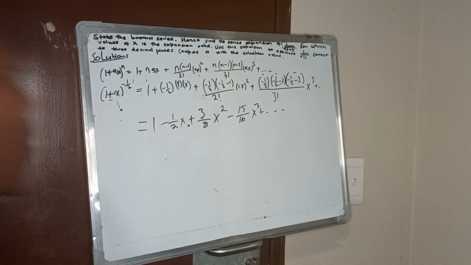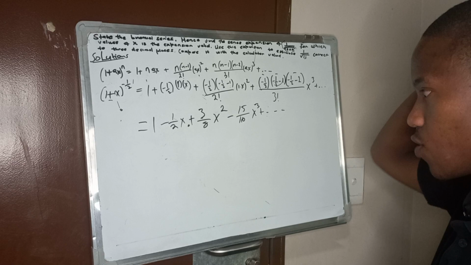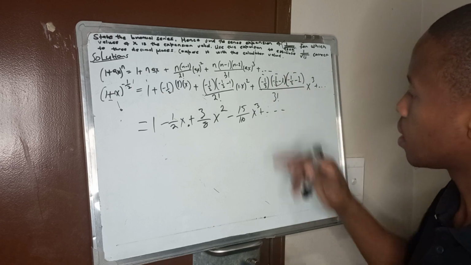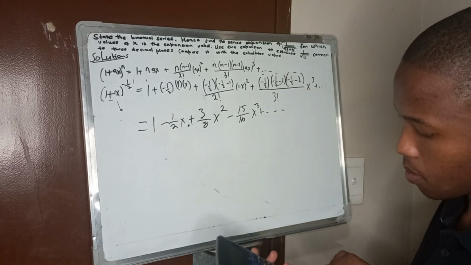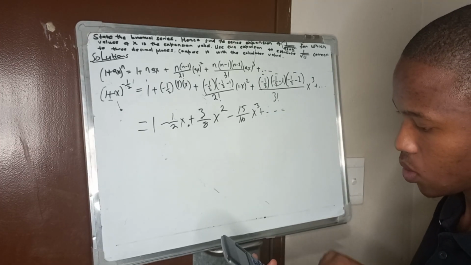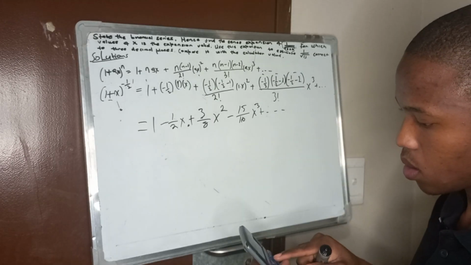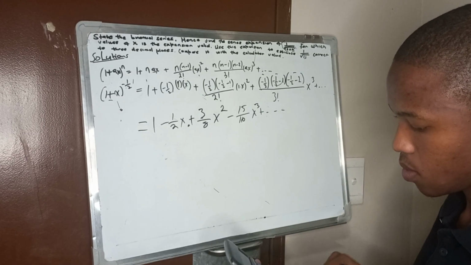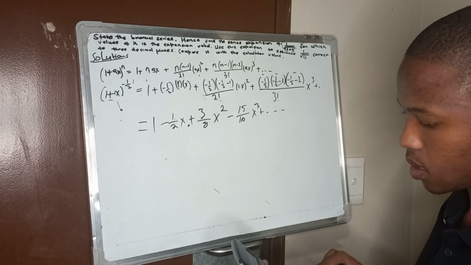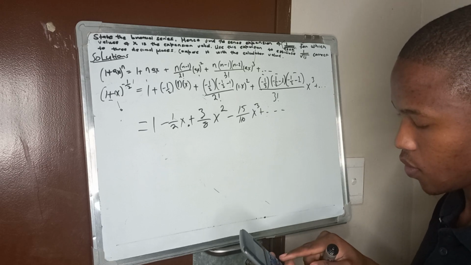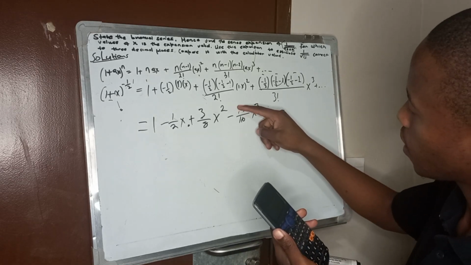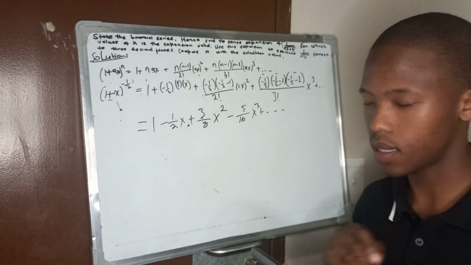Okay, yeah, we made a mistake here because of my mental math. Now I have my calculator. This right here is supposed to be minus 1 over 2 times minus 1 over 2 minus 1 over 2 minus 2. That is it. Then divide this by 3 factorial. Then we are supposed to get negative 5 over 16. Thank you very much.